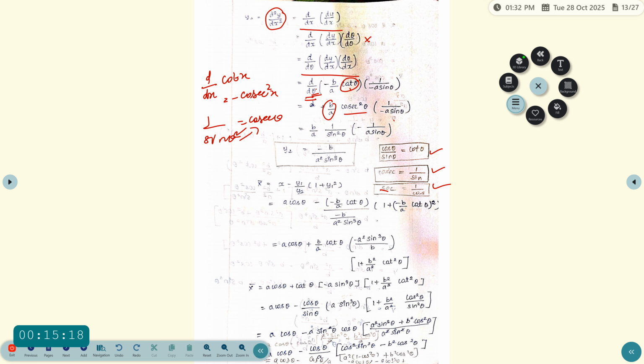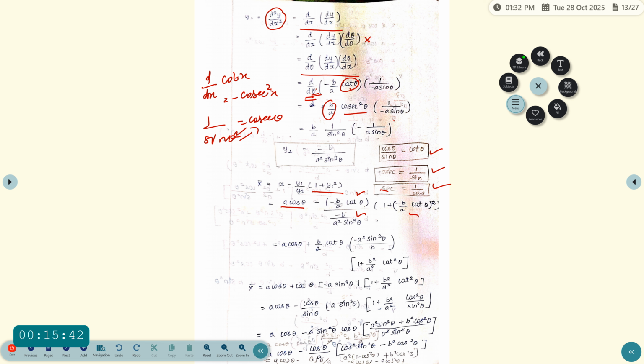Next we need to find the value of x bar, the x coordinate of the center of curvature. x bar is equal to x minus y1 by y2 into (1 plus y1 square). So x value is a cos theta, from the parametric equation we can take. And then y1 by y2. y1 value is minus b by a cot theta. y2 value is minus b by a square sin cube theta, into (1 plus y1 square).